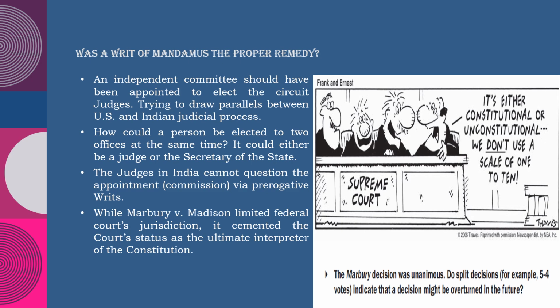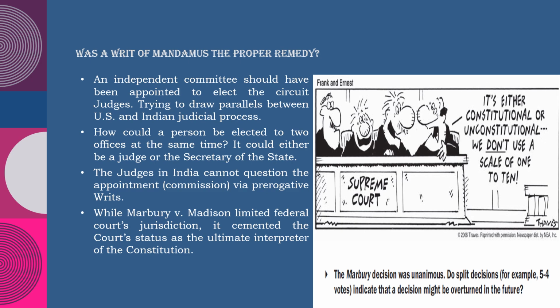I'm trying to draw parallels between the US and Indian Constitution and judicial process, where the judges are appointed by a collegium. The collegium, although not constitutionally provided for, is still practiced in India. But in the USA, it is the president who decides the nomination and the election of judges as well as the Secretary of State. Then how can one person be elected to two offices simultaneously? That is a question which I had in the entire case. I'll be reiterating on this.